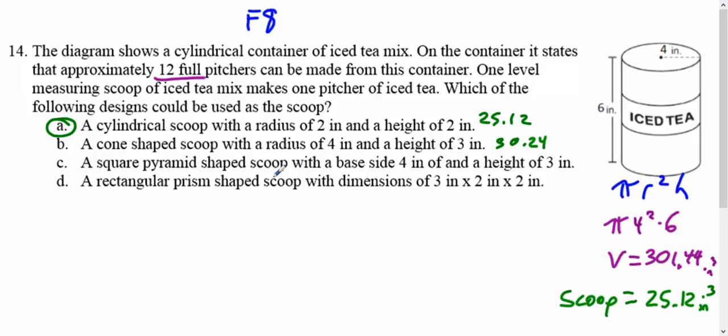A square pyramid with a base of 4 and a height of 3. Pyramid is the area of the base, so 4 times 4 is 16, times the height, which is 3, and then it's a pyramid, so you divide by 3. So that has a volume of 16, not 25.12. And a rectangular prism, that's 3 by 2 by 2, that has a volume of 12, not 25.12. So only scoop A of those options would work.